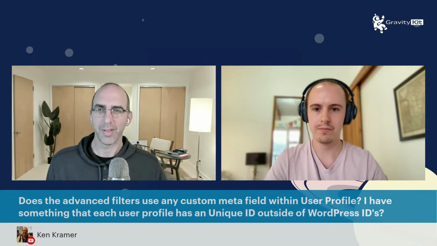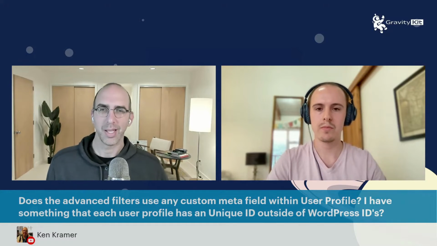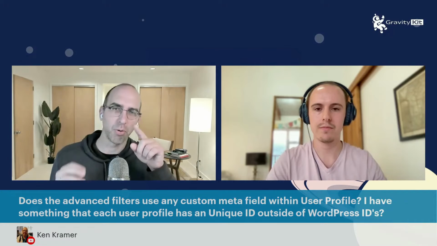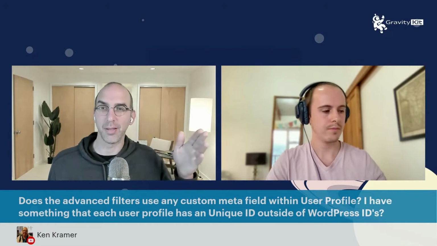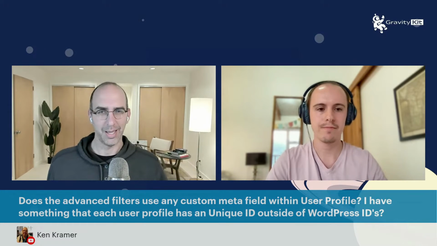And Ken asks if advanced filters can use custom meta within the user profile? And the answer is yes. Our user merge tag allows you to embed any details using the same structure. So it would be the curly bracket user : and then the name of the meta field, and then curly bracket. And any merge tags work in there, which is really nice and powerful.